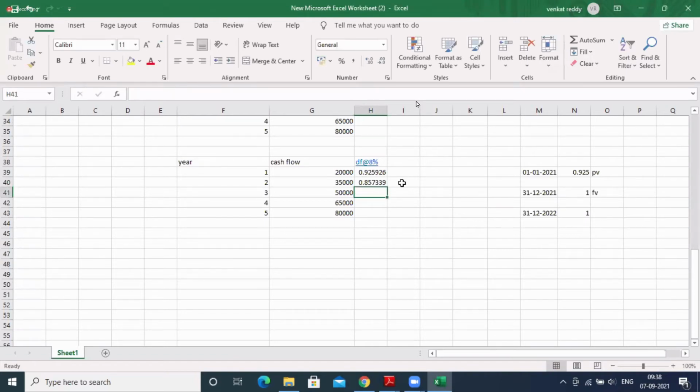Yes. Now the next one, third year. You want me to show the calculation? Okay, let me show the formula. So I just highlighted the formula. I hope you can see that.